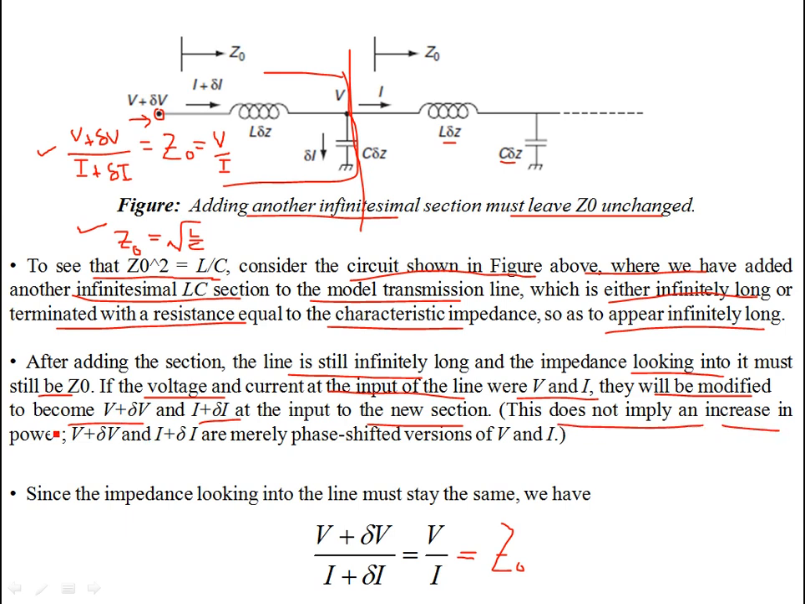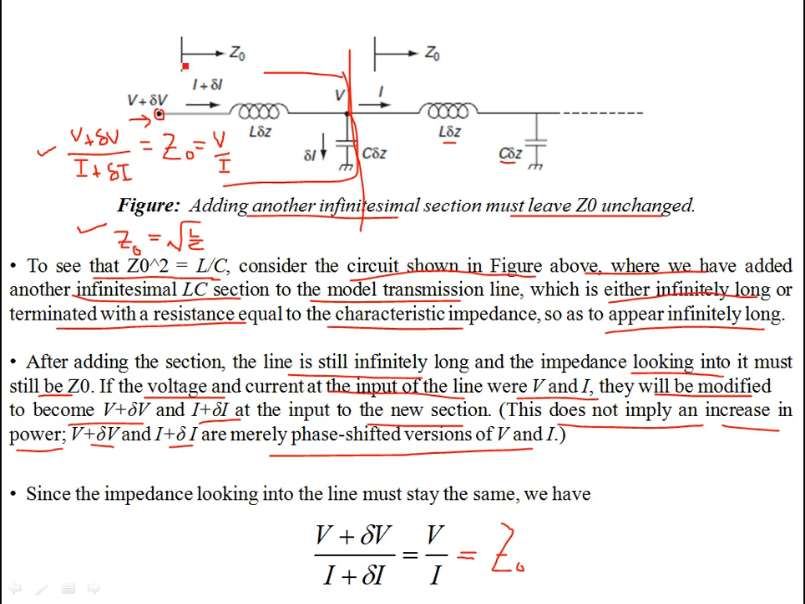this implies an increase in power? Okay, V plus delta V, I plus delta I are merely phase shifted versions of V and I. So don't think that V plus delta V multiplied by I plus delta I is going to increase the power. It's a different power over here. It's just a phase difference, because we have the phase variations.